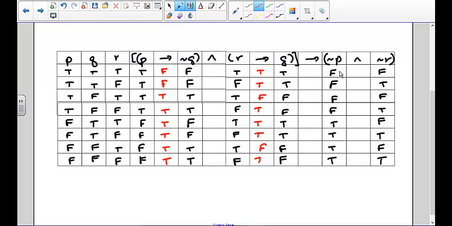And then we do this one. So this is an and statement. So the only time an and statement is true is when they're both true. So that's both trues. All the other ones are false.